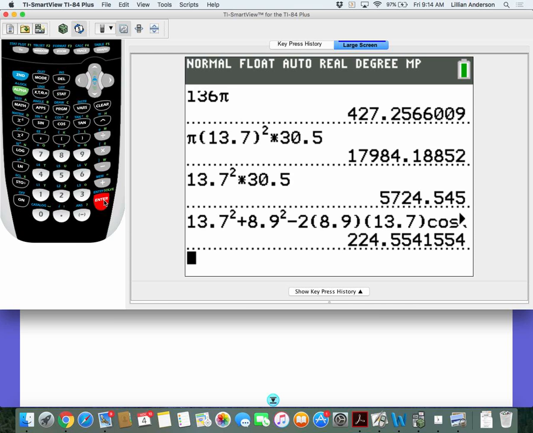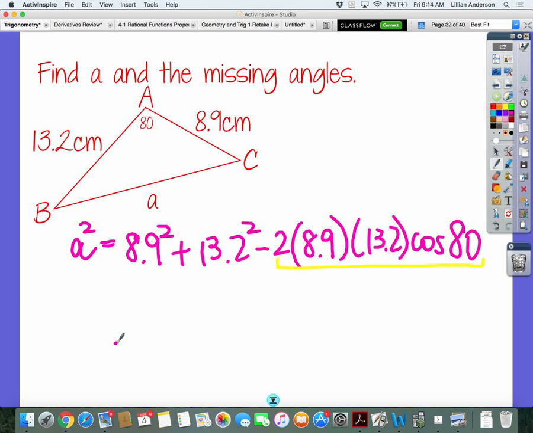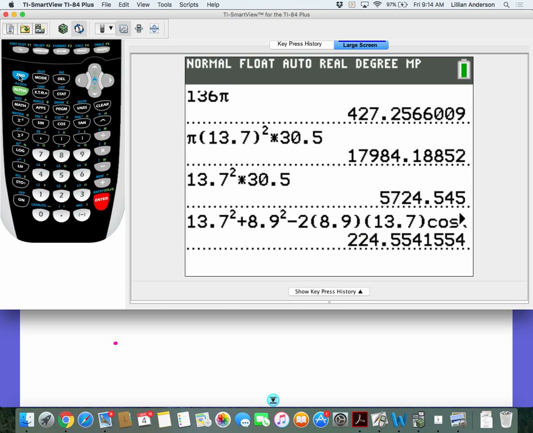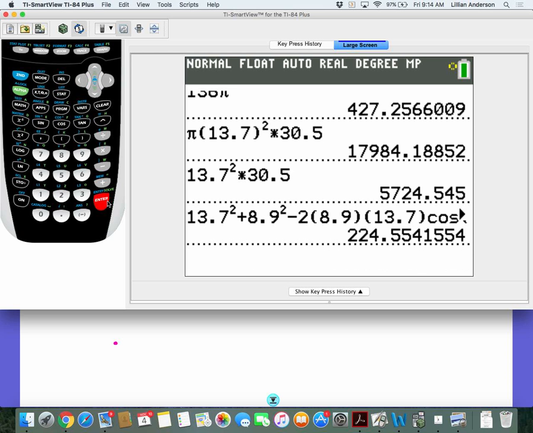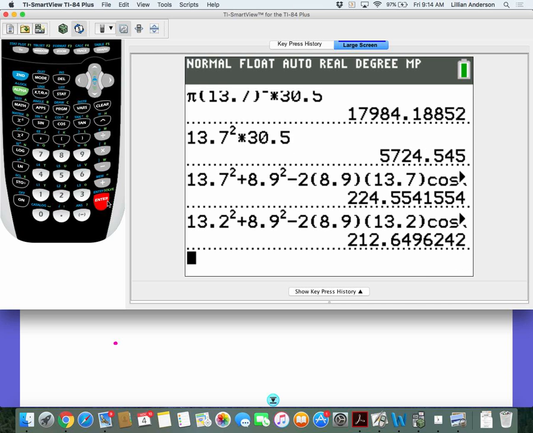You guys get this number? Was it 13.2? Okay. I can press second enter to get that previous line that I just typed in without having to retype it. Now all I have to do is just go back and change all my 7s to 2s. Again, that's second enter. Second enter basically just recopies your entry over again. You gotta get that? Okay, cool.